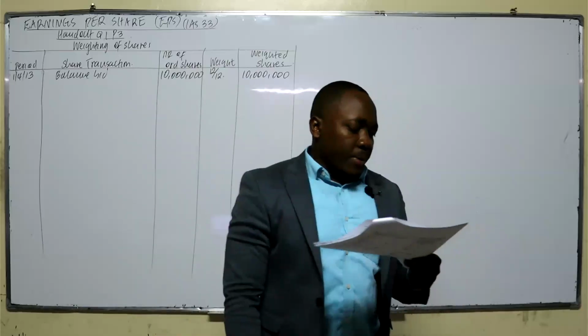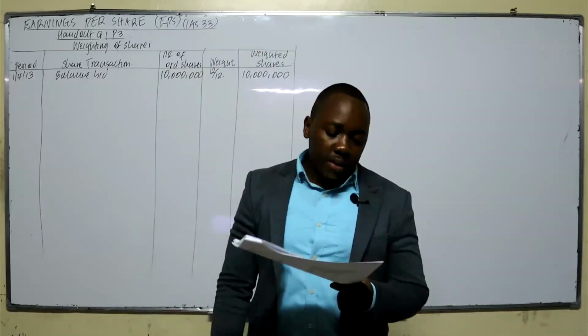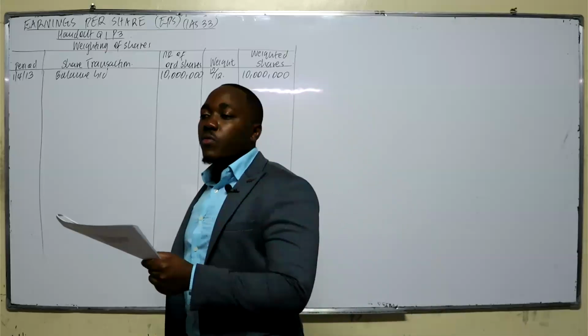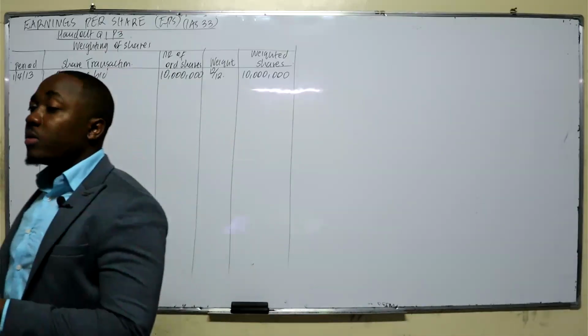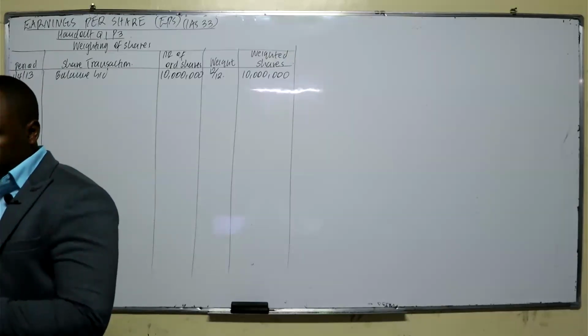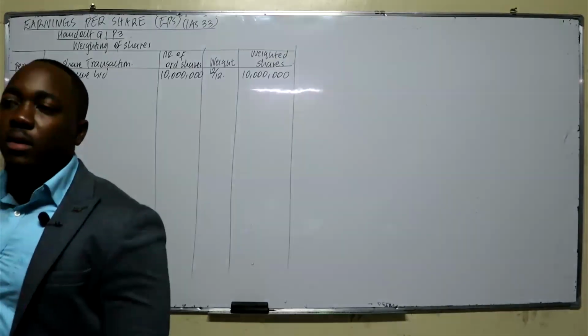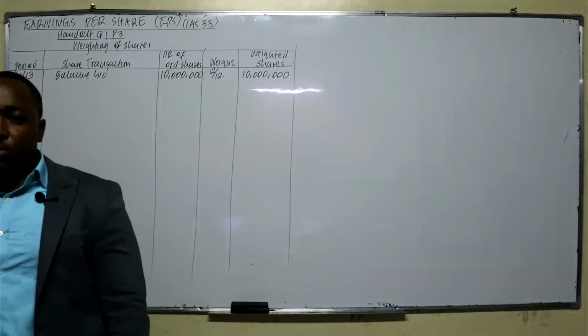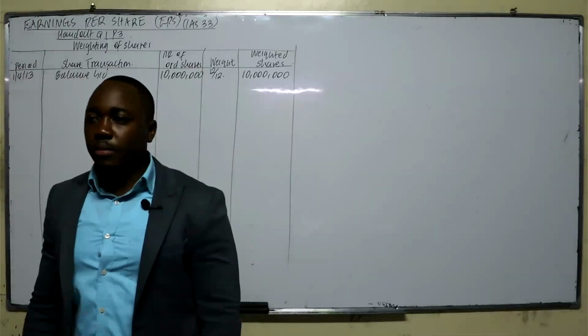Then there was 7.5%, 5 million cumulative preference shares at 40 each. We only weight the ordinary shares, not the preference shares. On 1st of August 2013, the year ends on 1st of March. So how many months to the end of the year?